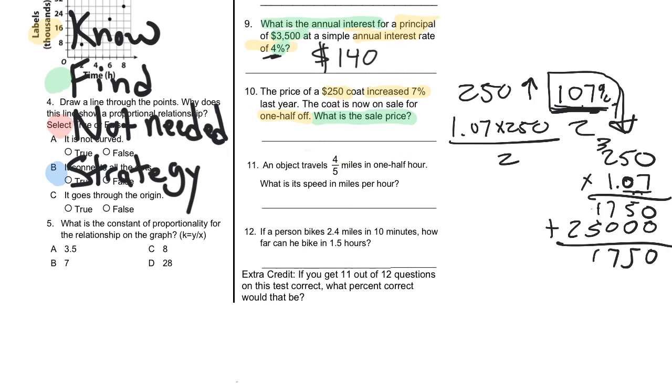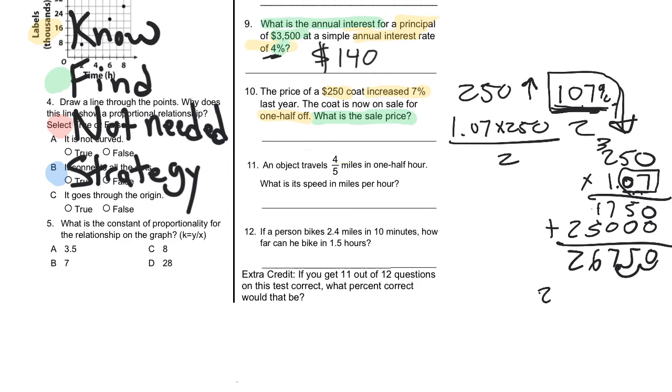1 plus 5 is 6. 2. And how many decimals do I have? I have 2 to the right, so I've got to move it back 1, 2. So I got 267.50. Well, guess what? It's time to divide that by 2.